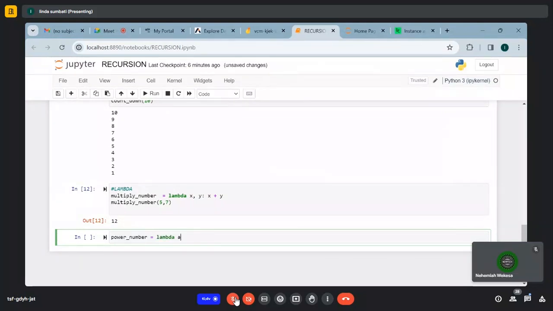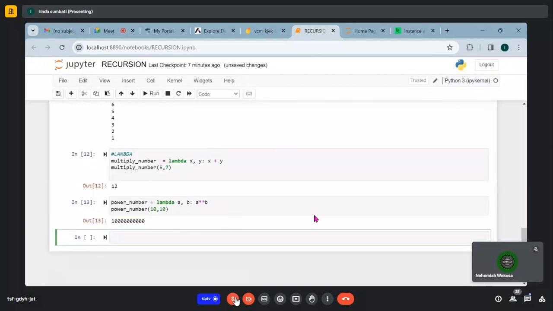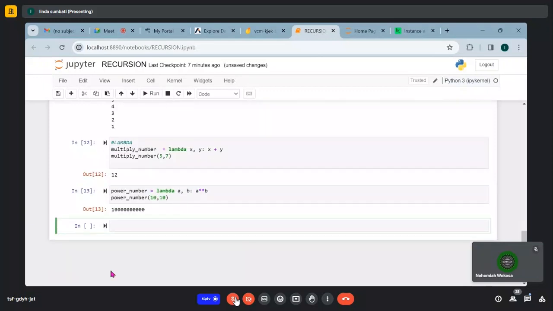So let's say maybe A, B. After that, now you say what you want. You want A raised to the power B. Yes. So then you now put in the arguments. You can replace them with the values that you want. So power number. Let's say we have 10 and 10. You get that. So anything that you want to do.